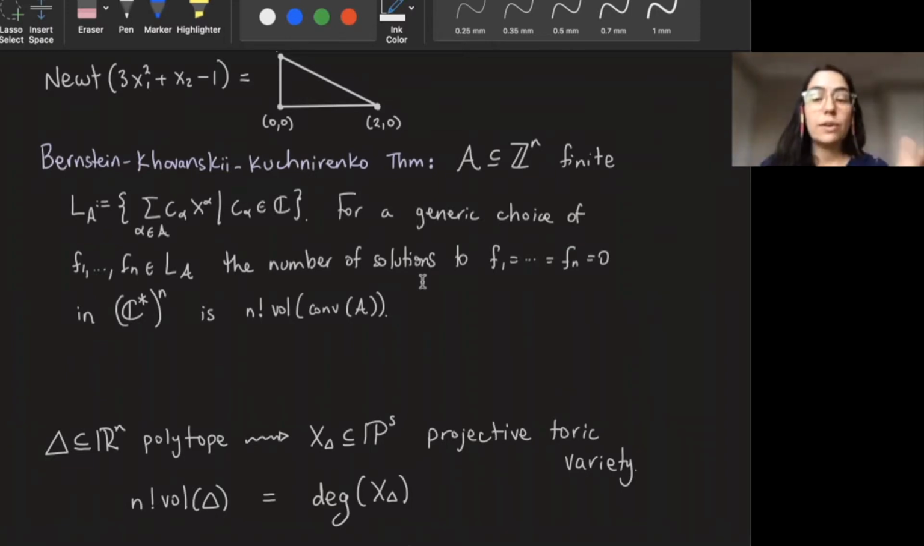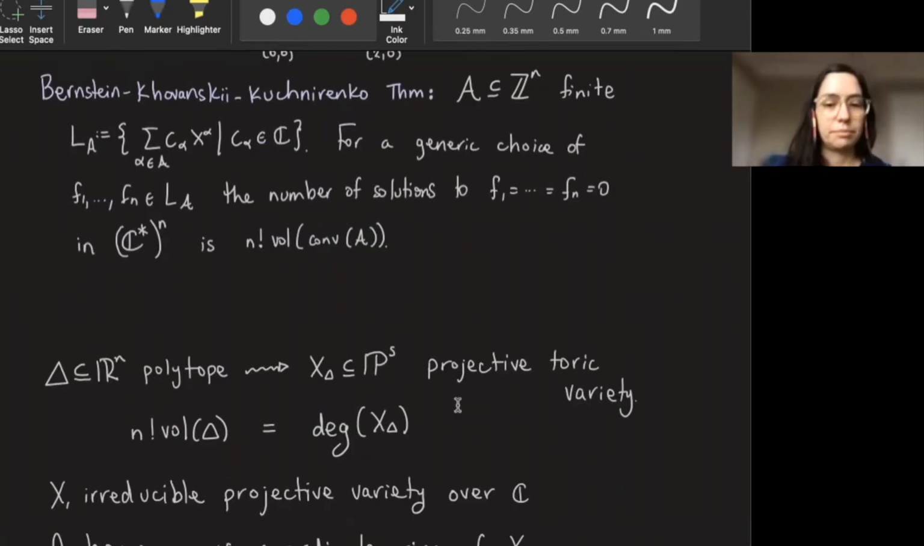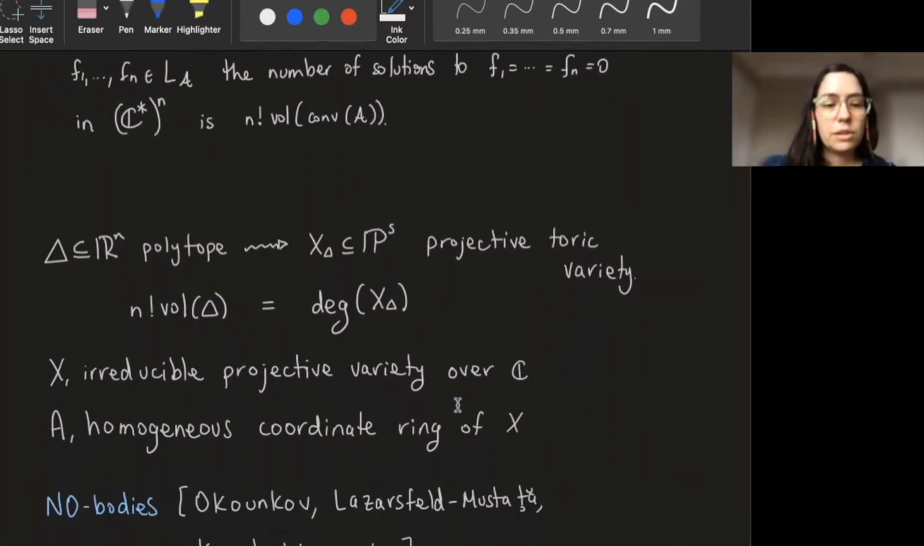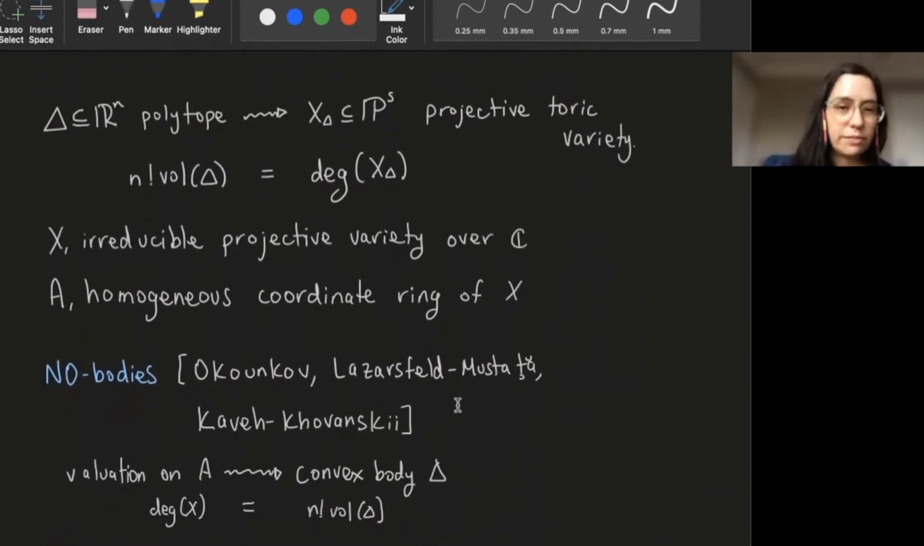The theory of Newton-Okounkov bodies generalizes this. So if you start with an irreducible projective variety over C, I want far more generality. Most varieties are not toric varieties, so I want to start with a more general variety, and I denote throughout the talk A its homogeneous coordinate ring.